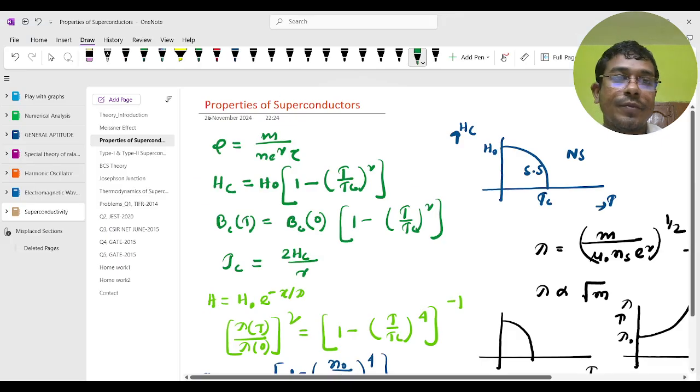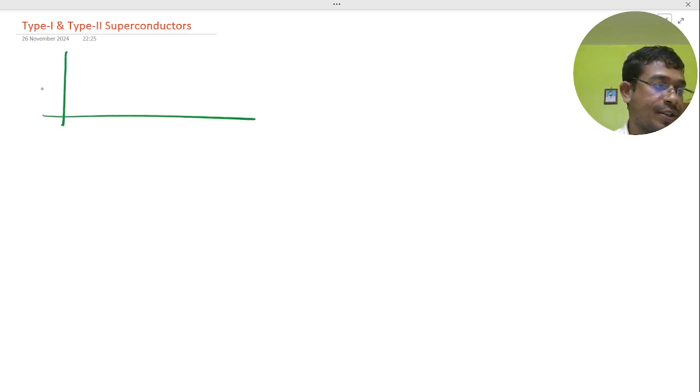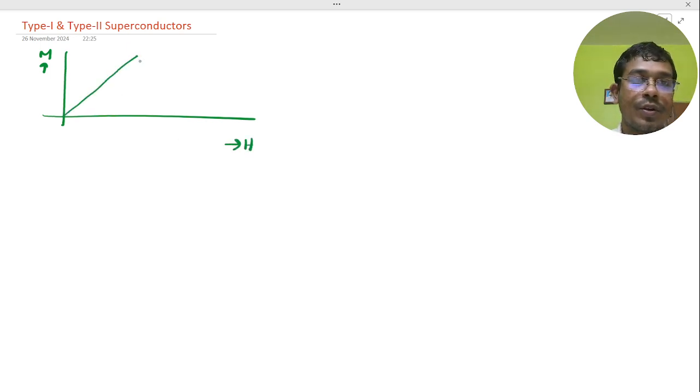And go ahead to our next topic, type 1 and type 2 superconductors. For type 1, we just visualize here that this is our M and here is H. This is for the normal and this is for the superconducting state, and here would be the HC.